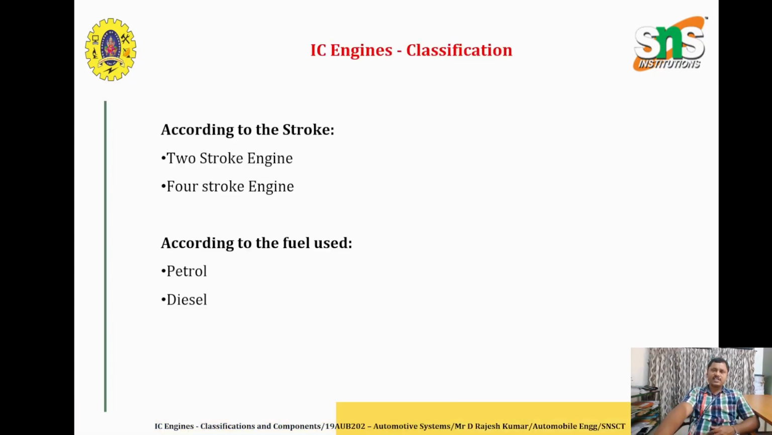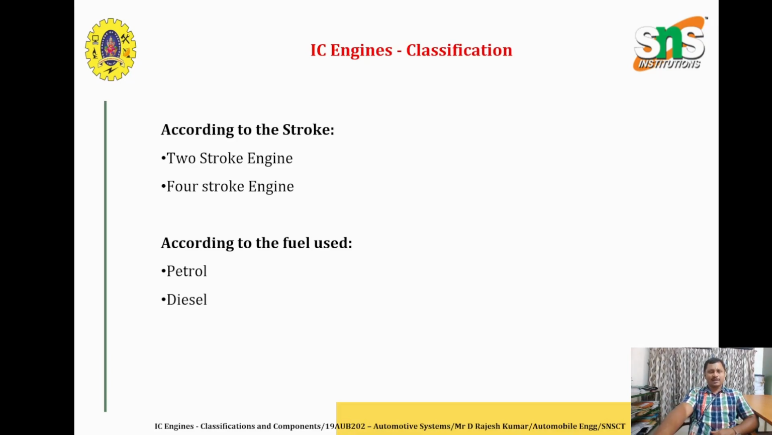Generally, engines are classified according to the stroke. That is the first thing. There are two-stroke and four-stroke engines. Two-stroke engines are not manufactured nowadays because, though they have more power, they have very low fuel efficiency. That is why nowadays all the bikes are manufactured with a four-stroke engine.